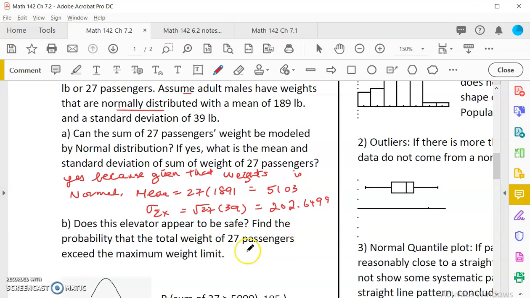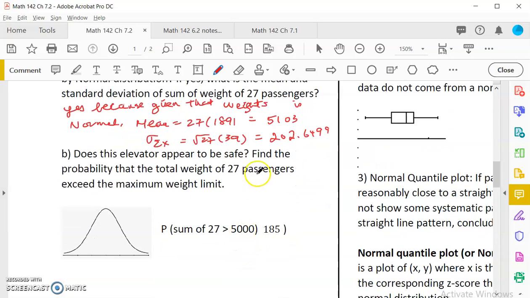So does this elevator appear to be safe? You would want to know the probability that the sum is greater than the limit. The mean is 5103, but your limit is 5,000, which is actually below the mean. So it would be overloaded, I think. Let's look at how to do this.